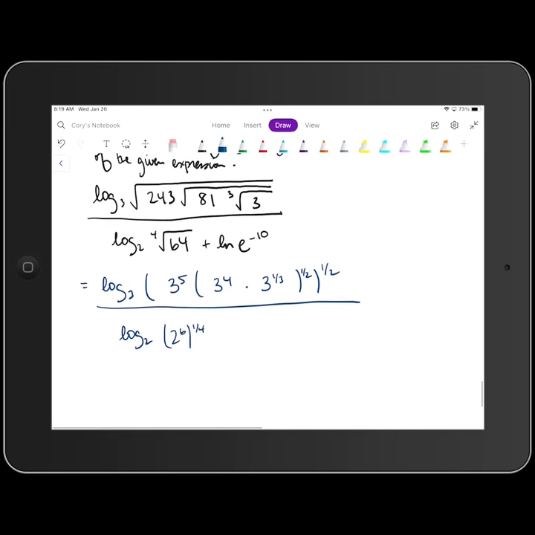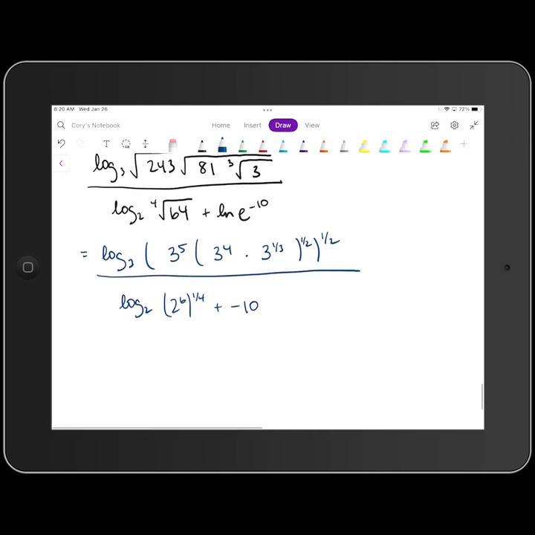Okay, plus the natural log of e raised to the negative 10 power. So again, we're taking the composition of a log base e with an exponential base e. So those wind up canceling one another out. And that is equivalent to negative 10.